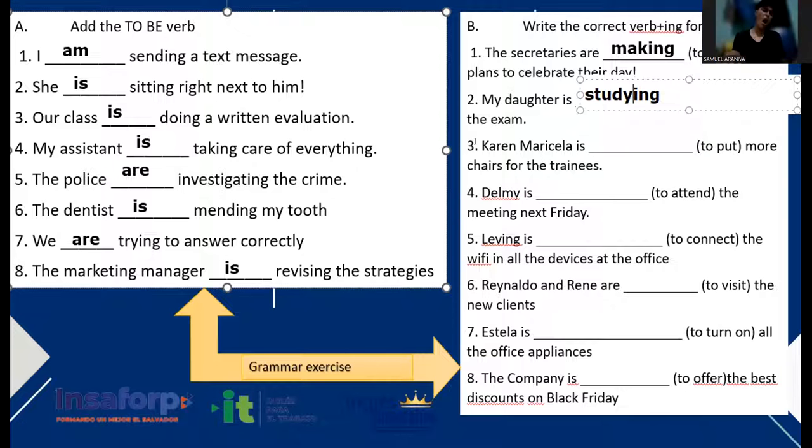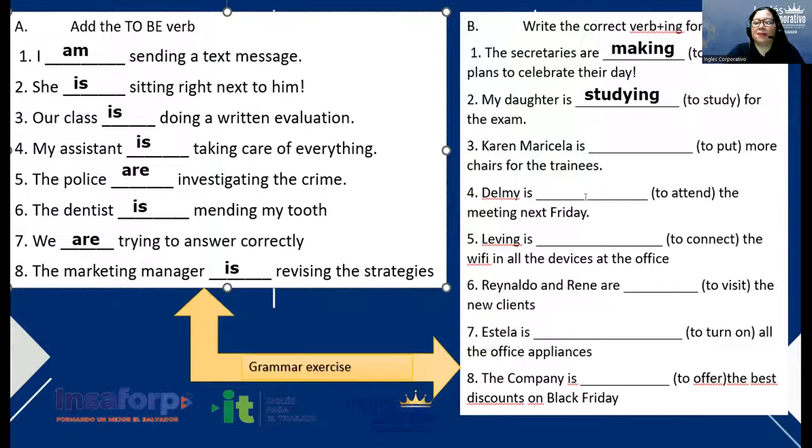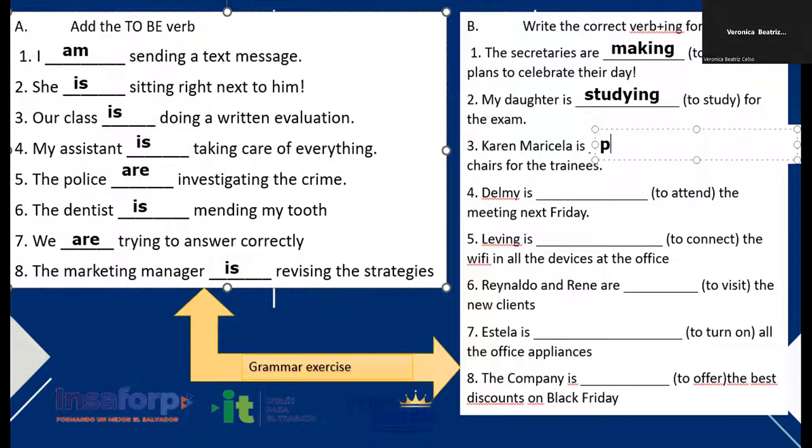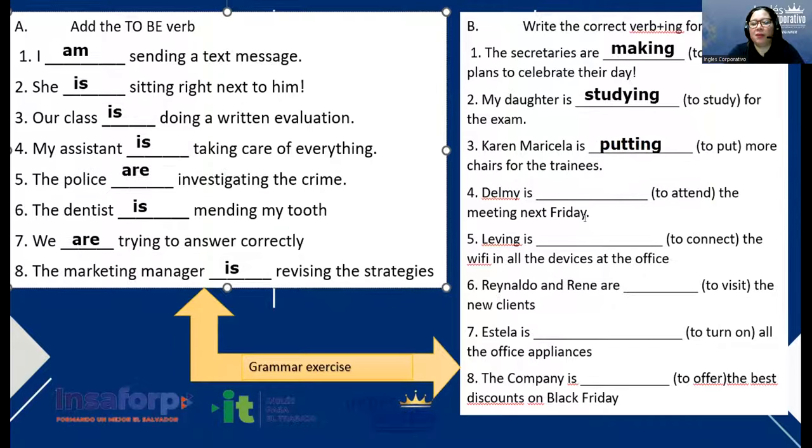All right. Number three. Karen Maricela is putting more chairs for the trainees. So, is putting. How do you spell that? P-U-T-T-I-N-G. Very good. Number four. Darling is attending the meeting next Friday. Okay, how do you spell attending?